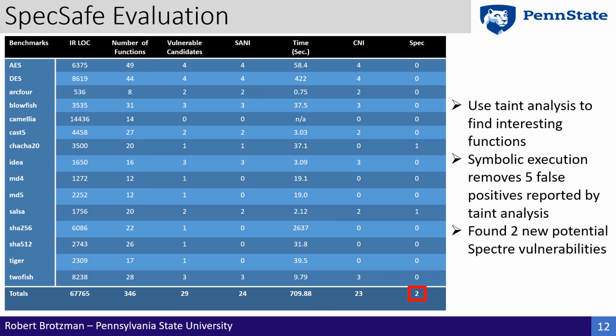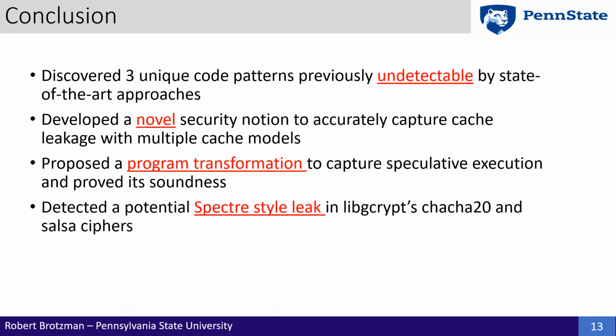In conclusion, we discovered 3 unique code patterns previously undetectable by state-of-the-art approaches. We developed a novel security notion to accurately capture cache leakage under multiple cache models. In addition, we proposed a program transformation to capture speculative execution, and we proved the soundness of these program transformations in our paper. Lastly, we detected a potential Spectre-style leak in libgcrypt's cha-cha-20 and salsa ciphers. That is it, and I thank everybody for listening.